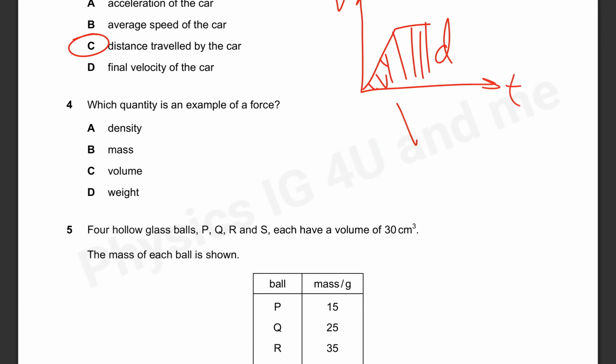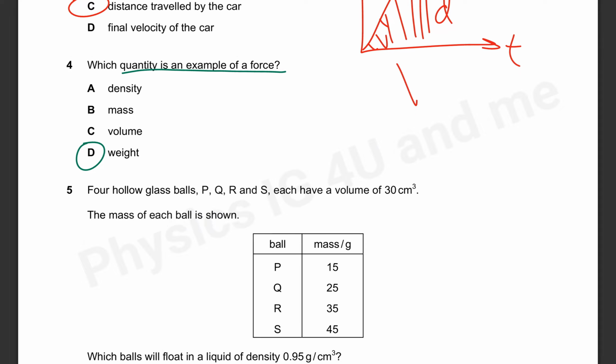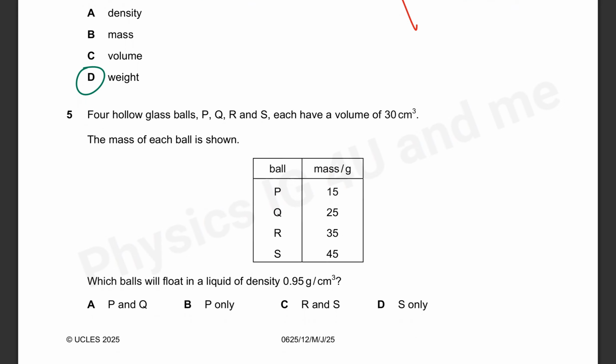Question 4, it says, which quantity is an example of a force? It's weight. Remember, weight is the force of gravity on the object. Now they say 4 hollow glass balls, P, Q, R, and S, each have a volume of 30 cubic centimeter. The mass of each ball is given in the table.